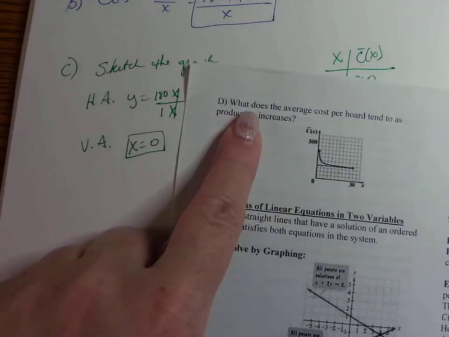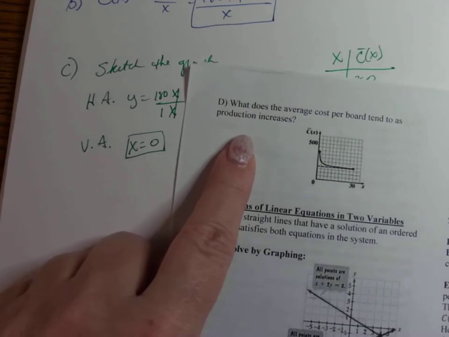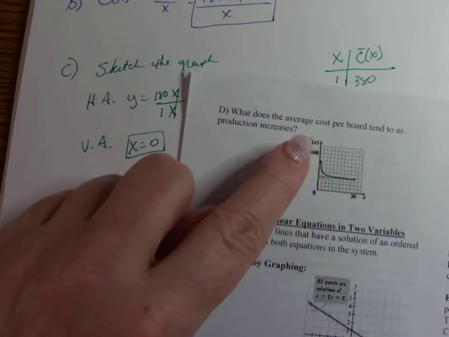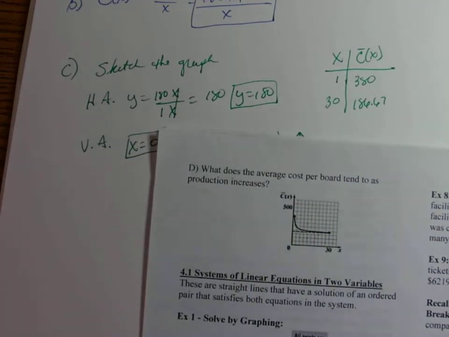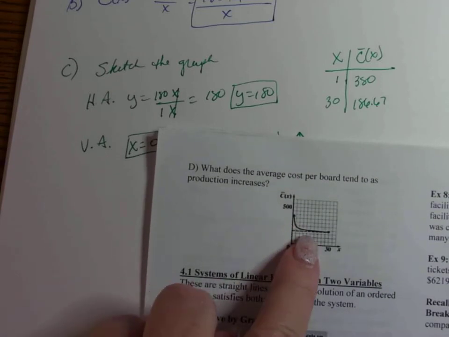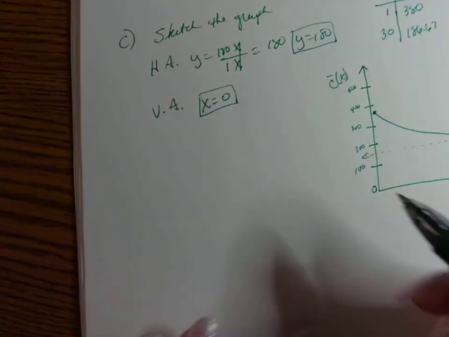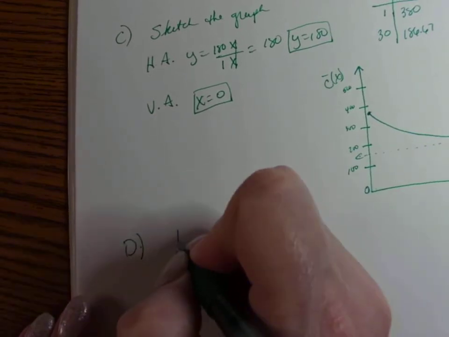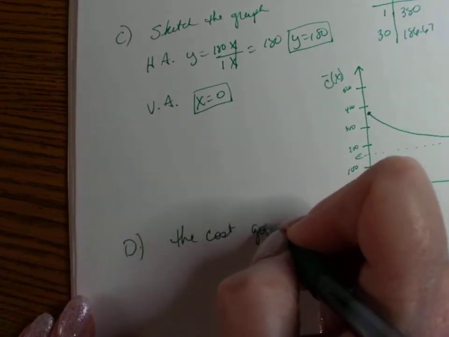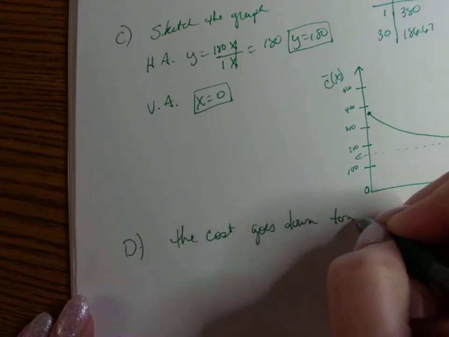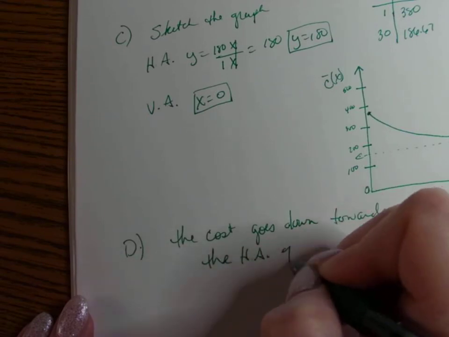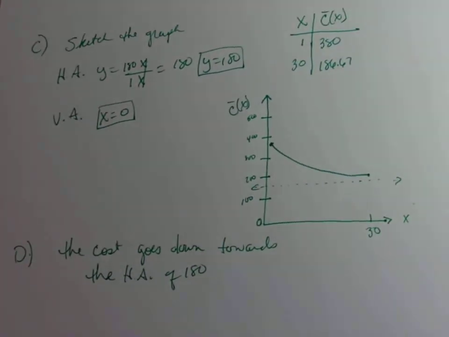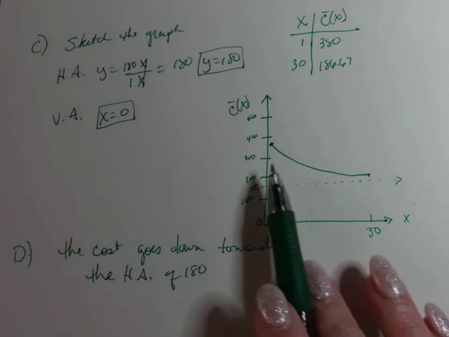It says, what does the average cost per board tend to as the product increases? So when we first start out at the first board, it's $380. But as we get towards 30 boards, what happens to it? Well, the cost goes down towards that horizontal asymptote of 180. So for part D, the cost goes down towards the horizontal asymptote of 180. So something like that will work. It does not have to be an exact answer on exactly the way that I word it. You just got to describe what's happening with the graph.